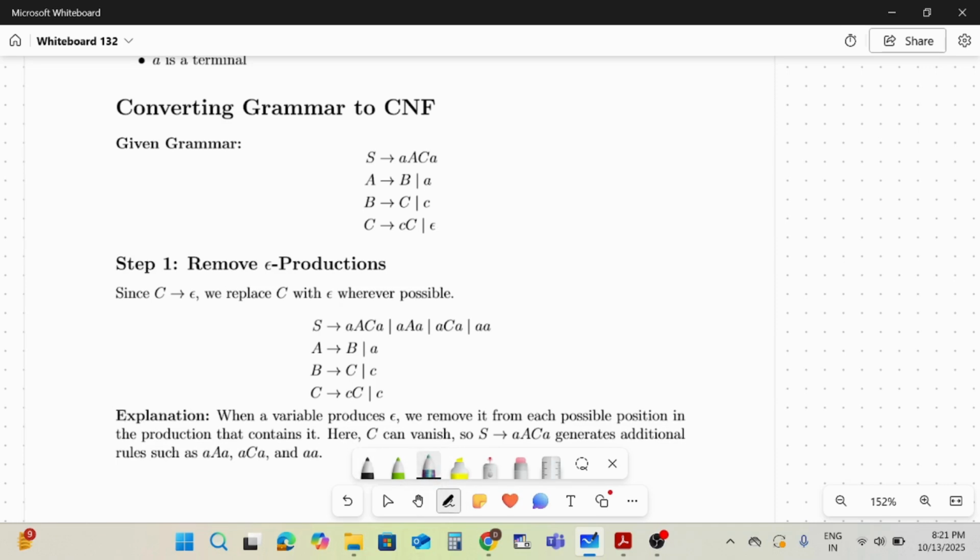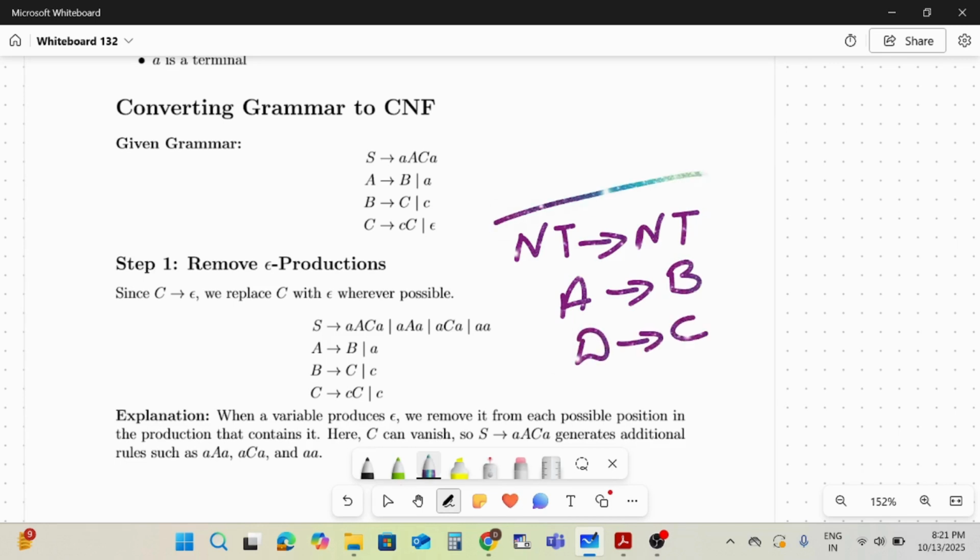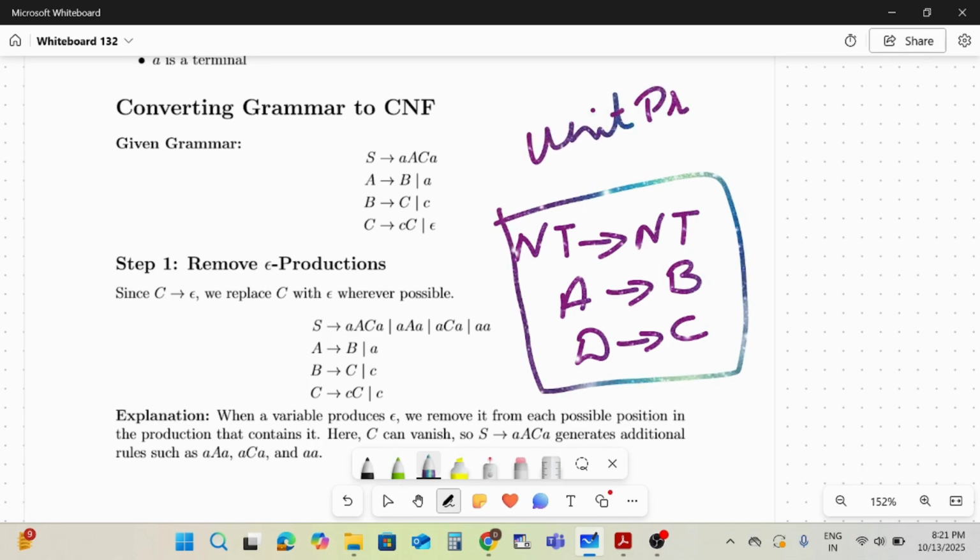A unit production is of the type non-terminal tends to non-terminal. For example, a capital letter tends to a capital letter like this. This is called a unit production. D tends to C. All productions of this sort are called unit productions. So how should I remove them? First of all, identify A tends to B, B tends to C. Only these two are unit productions.